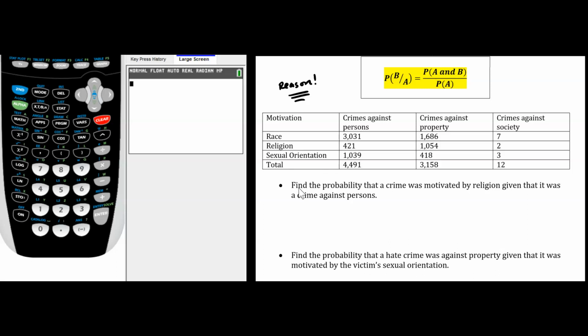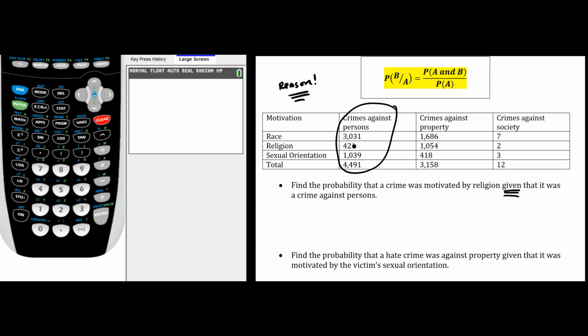Okay, our very first question is to find the probability that a crime was motivated by religion, given, there's that word given, that it was a crime against persons. And so the way that I approach this question is as follows. I look at what is immediately after the word given, and I reduce my table to exactly that. So it says, find the probability the crime was motivated by religion, given that it was a crime against persons. So I am only looking at the crimes against persons. And then if I'm only looking at this, what is the probability that a crime was motivated by religion?